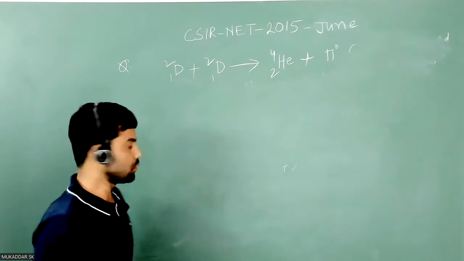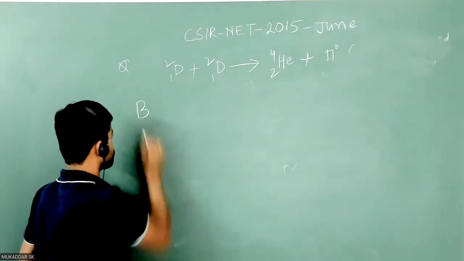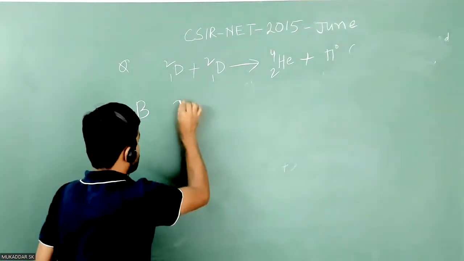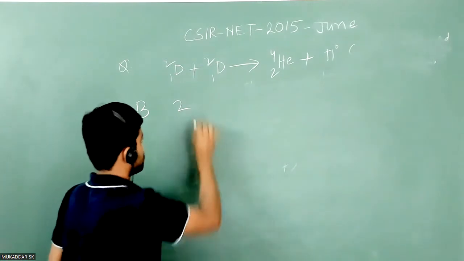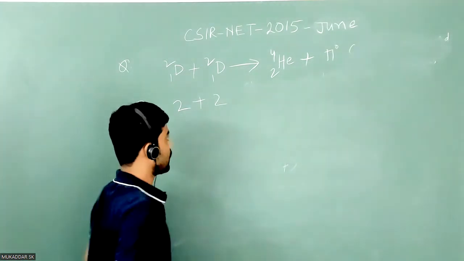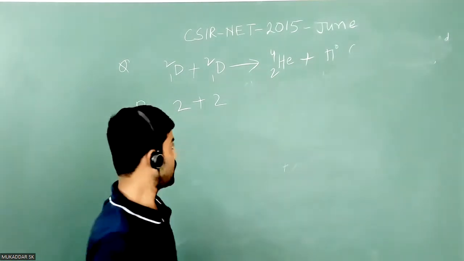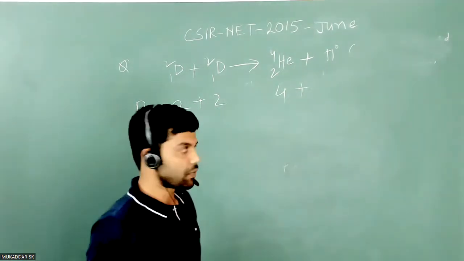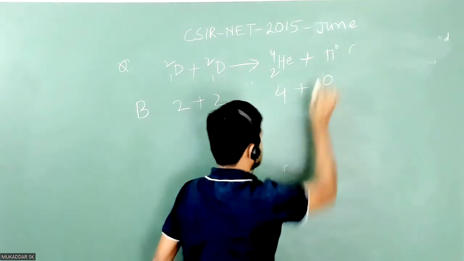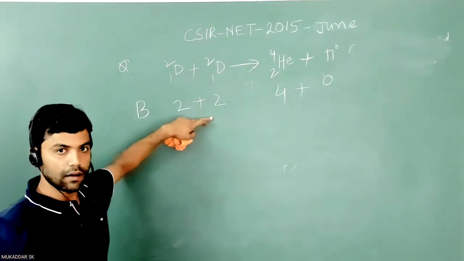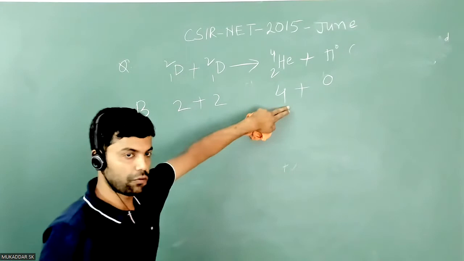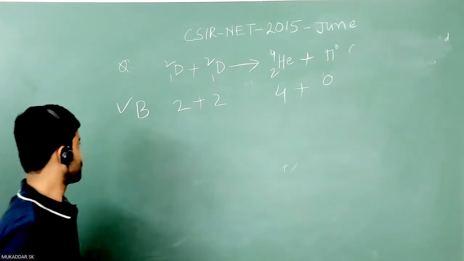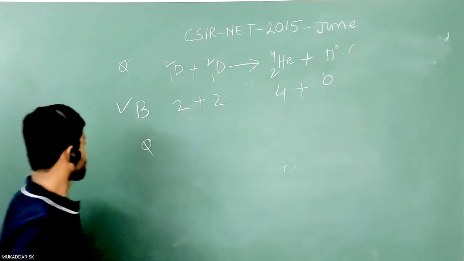So let us check baryon number, denoted by capital B. In deuterium you have 2 baryons, one proton and one neutron. So 2 plus 2 on the left hand side. On the right hand side you have helium, which has 4 baryons, and pi 0 is a meson, so obviously its B will be 0. So you see, on the left hand side you have 4, on the right hand side you have 4. It means B is conserved.